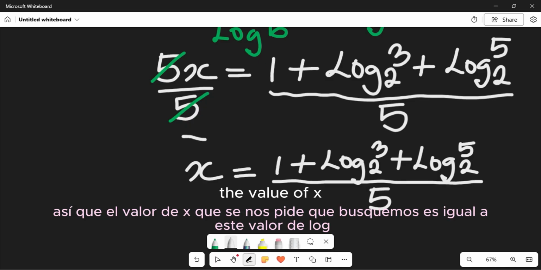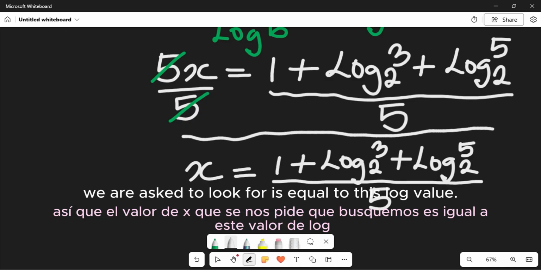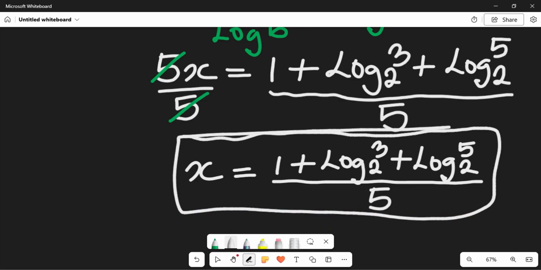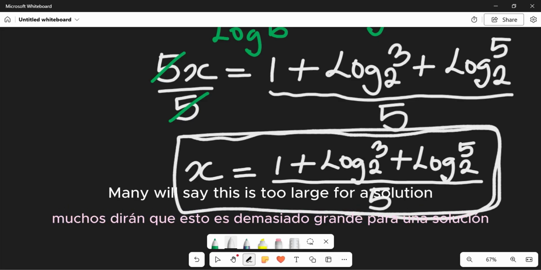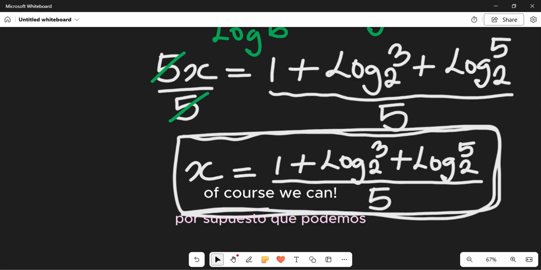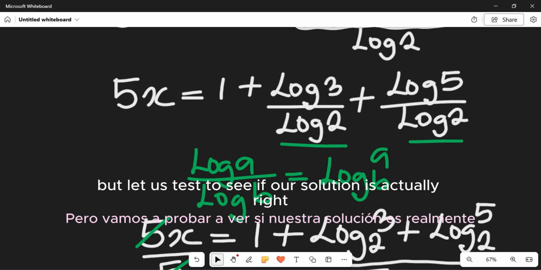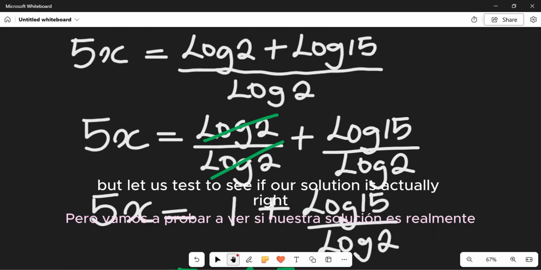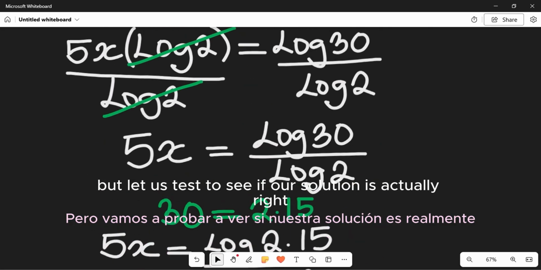So the value of x we are asked to look for is equal to this log value. Many will say this is too large for a solution. Is there no way we can break it down? Of course, we can, but let's test to see if our solution is actually right.